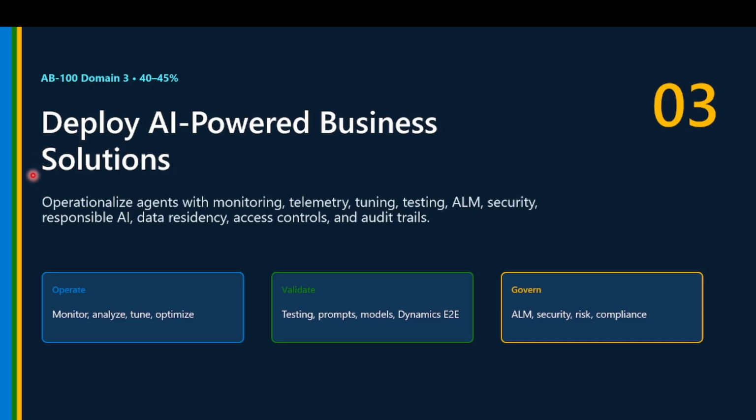So this is what this examination is for, and it is designed for people that want to assume this role, particularly in large enterprises where they use the Microsoft ecosystem like Office 365 and Dynamics 365, sales, finance, and customer relationship management. So this is domain 3, which is the last domain, and it is the largest part of the examination, which carries 40 to 45% of the examination questions. So it deals with deploying AI-powered business solutions.